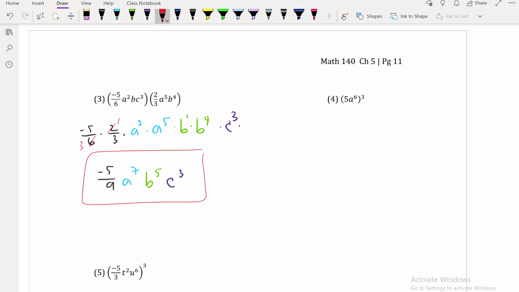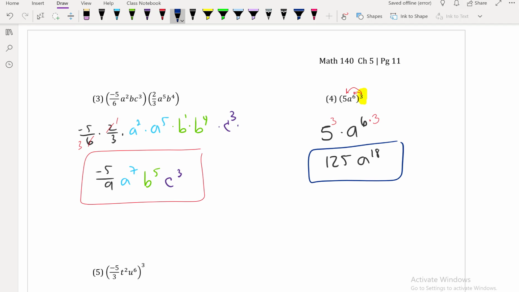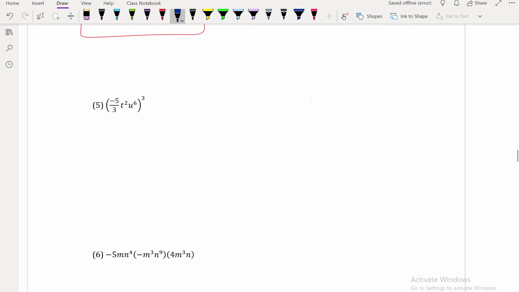Now what's different with number 4 is that the exponent is on the outside of the parentheses. So that means I'm going to have to distribute to everything on the inside. So now I have 5 to the exponent of 3 times a to the 6, and it's going to be multiplied by that 3. So now I have 5 to the 3rd power, which is 125, and 6 times 3 is going to give me a positive 18. So now I have 125 a to the 18th power.